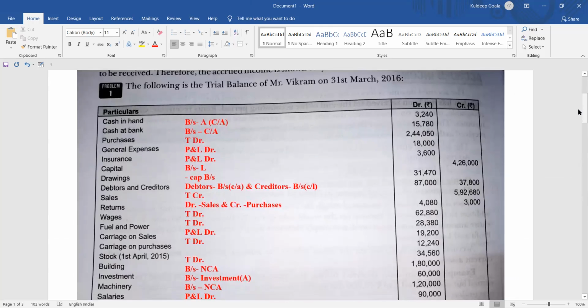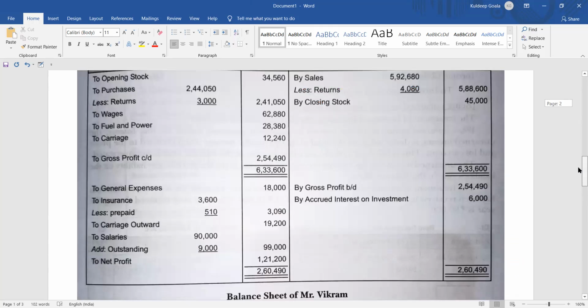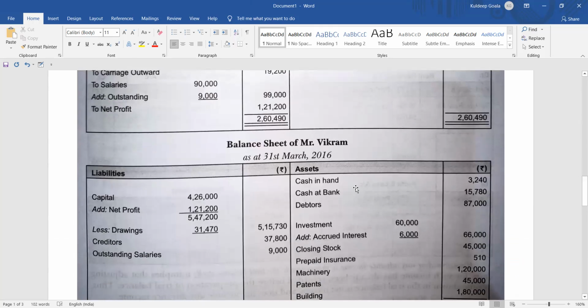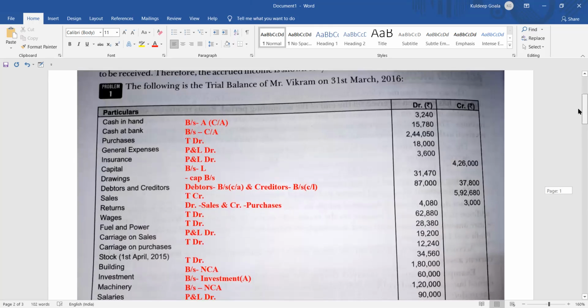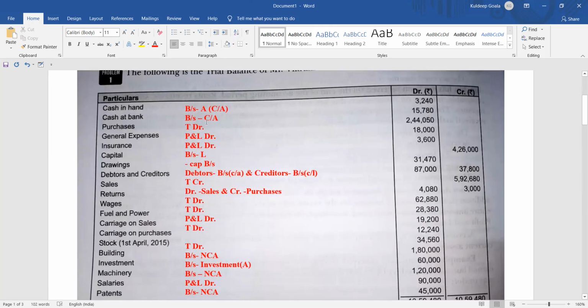So we'll start with current assets. First of all, cash in hand and cash at bank. Both are 3,240 and 15,780 rupees respectively. So it will come in the current assets as cash in hand 3,240 rupees, cash at bank 15,780 rupees. Let's see what the next item is. We have to place the current asset items first. So let's check. Balance sheet, current assets, debtors. Debtors were there.